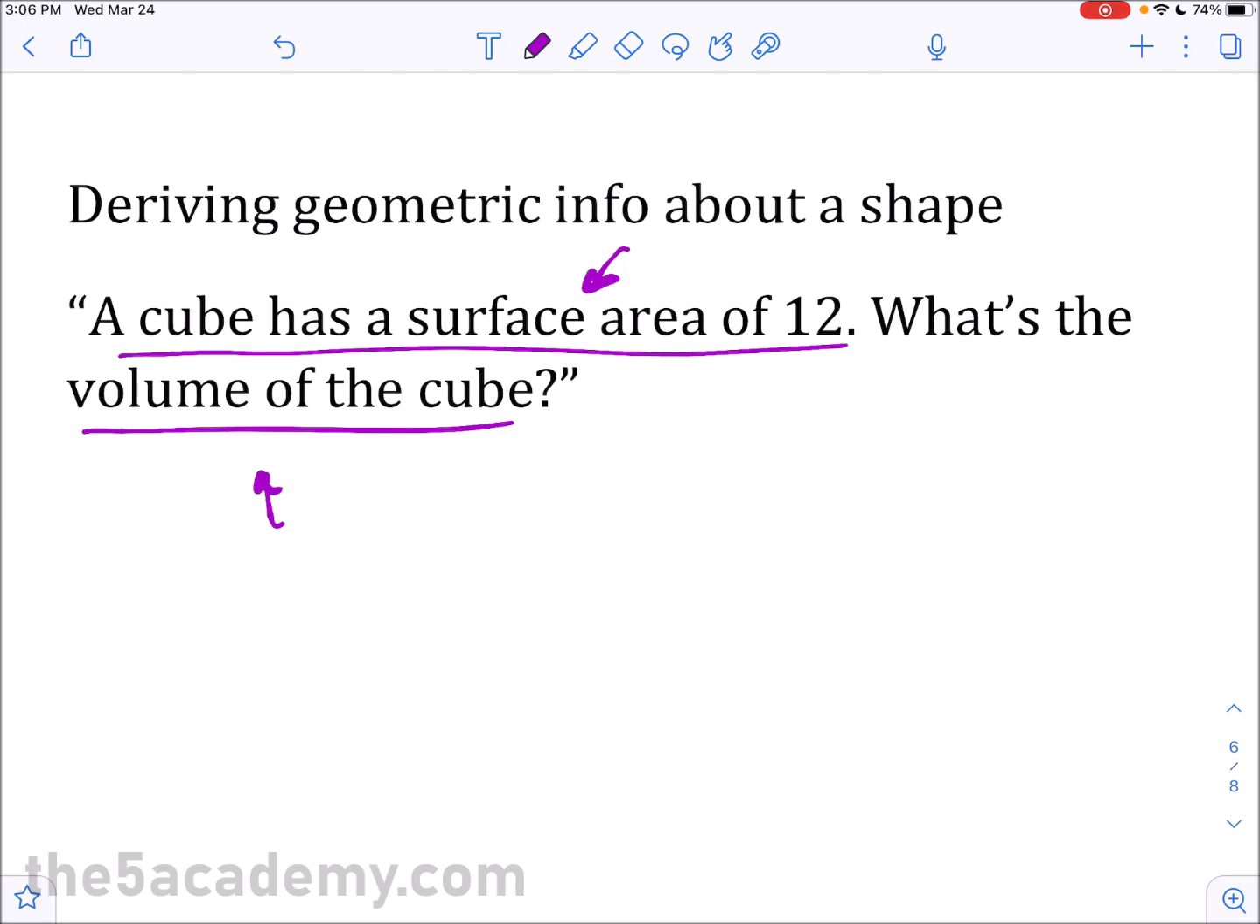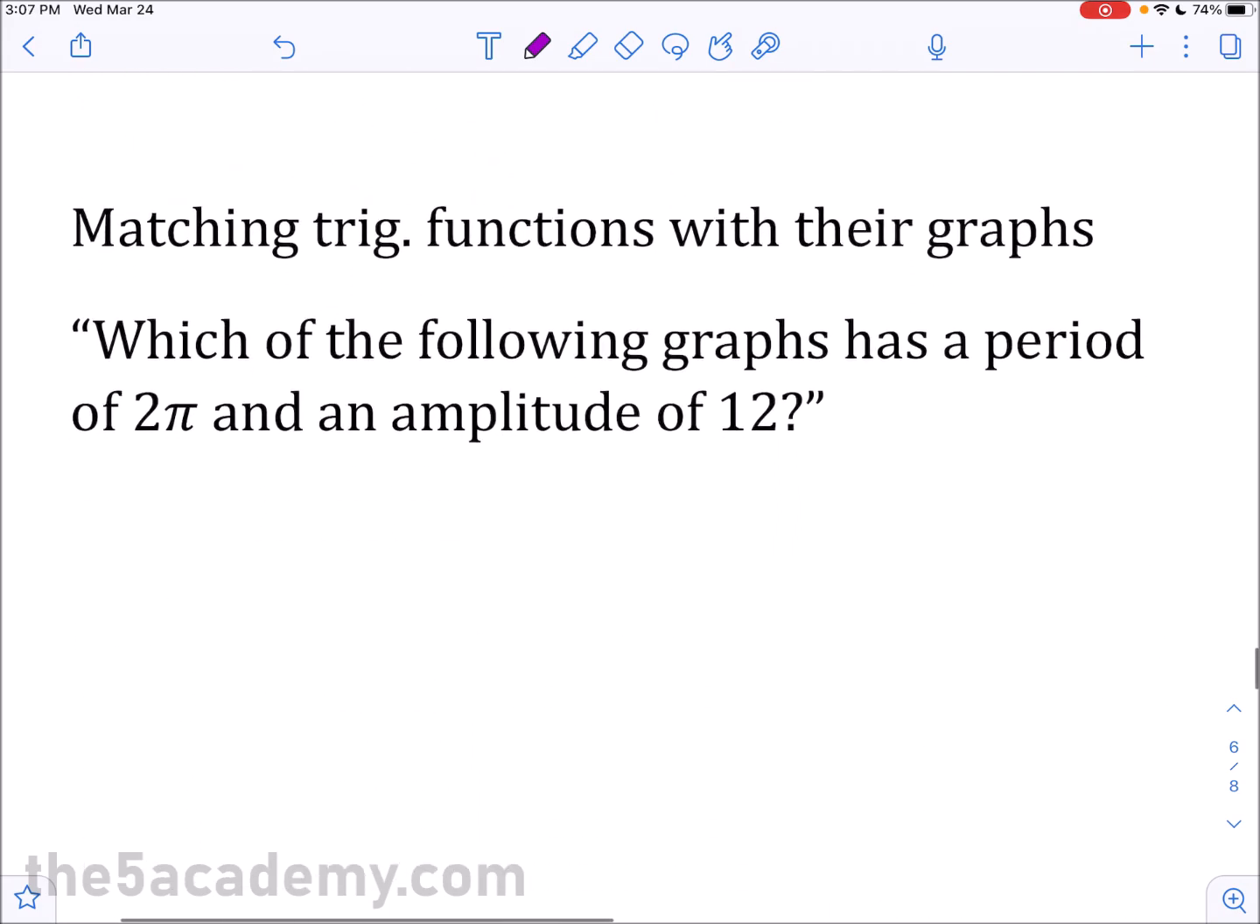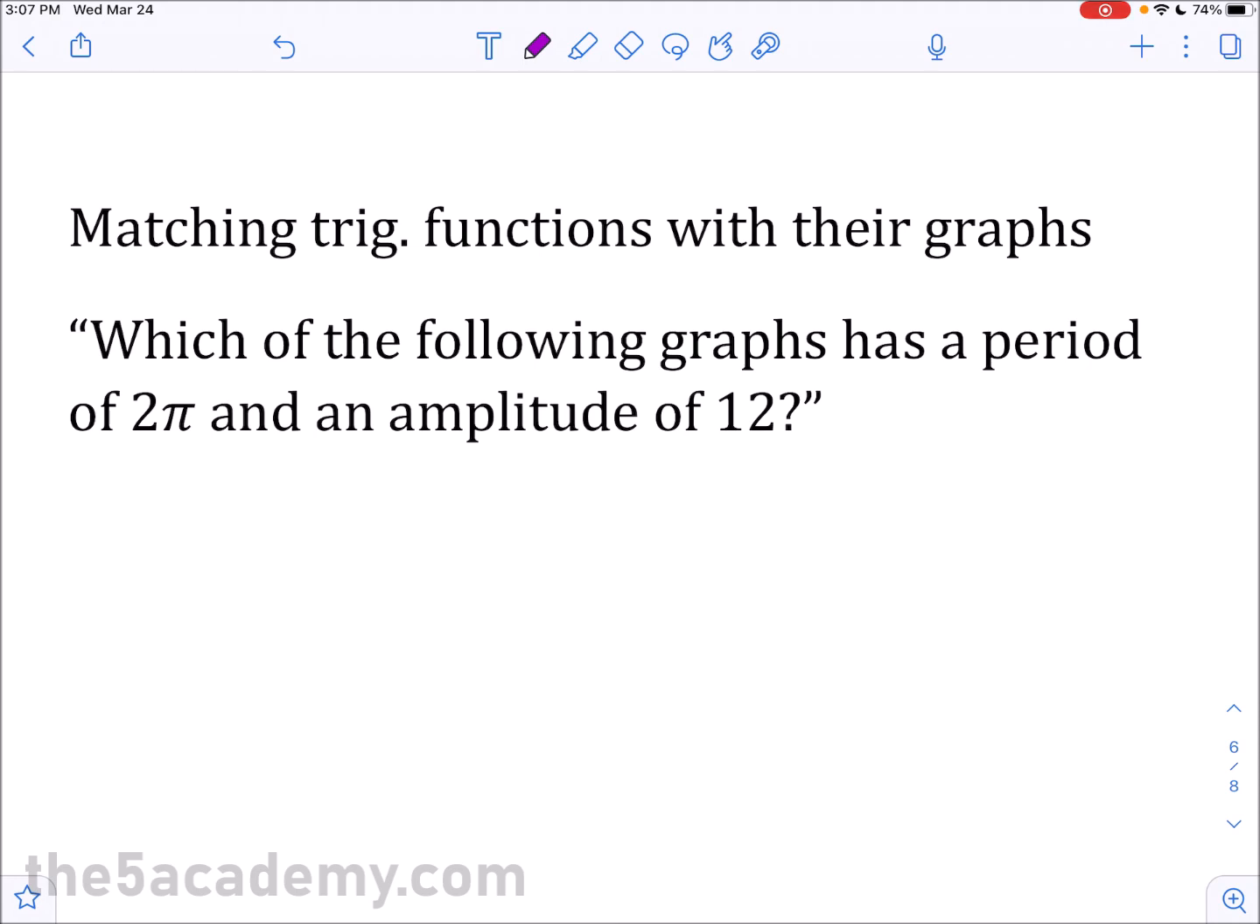These formulas, like volume of a cube, is just L to the third. You have to be able to remember that. And then surface area, I mean, you kind of know what a cube looks like. You should be able to find the surface area knowing that all the sides are just squares. That's kind of what these problems are asking you to do. Reverse engineer a cube in a way.